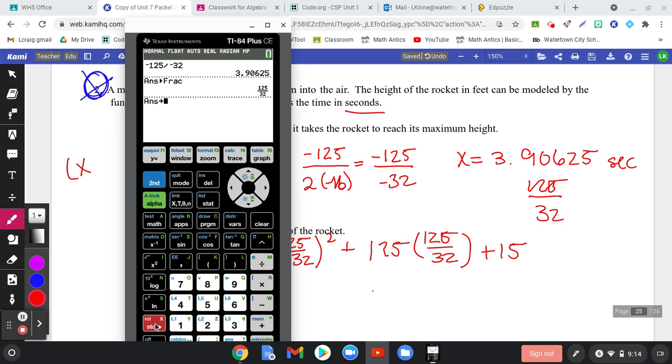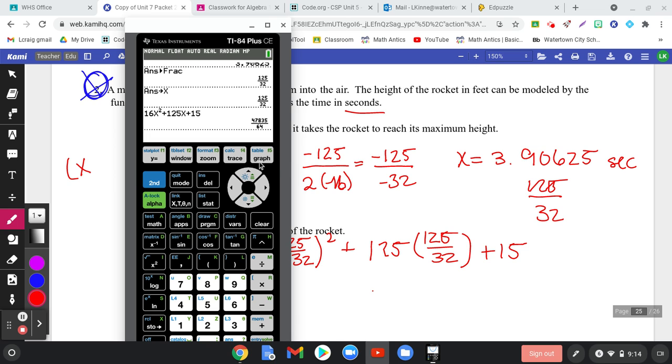Now, a shortcut to put it into the calculator: I've already changed it to a fraction. Remember, if you hit store x, it'll take that answer and store it for x. Hit enter. Now I can just type in negative 16 x squared instead of typing in the fraction each time, plus 125x plus 15.